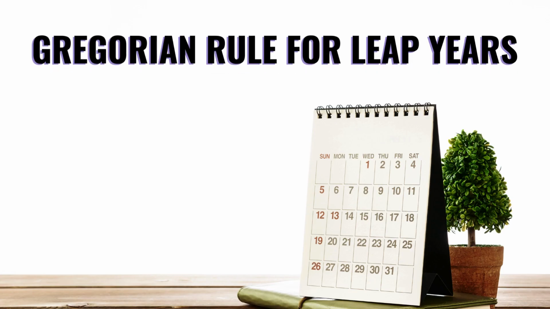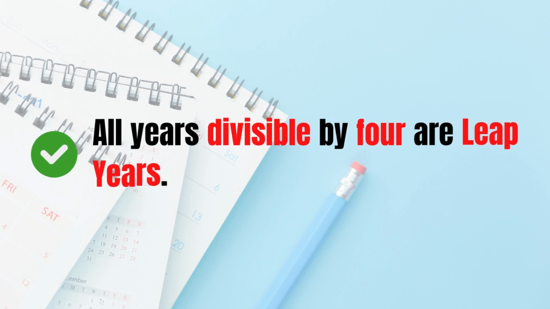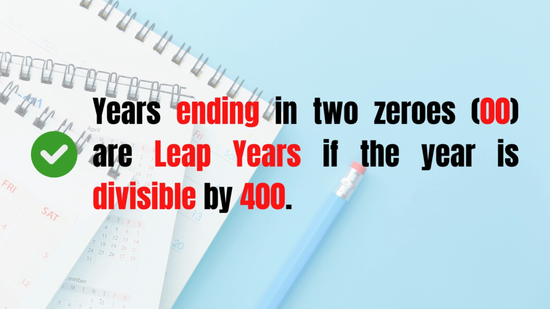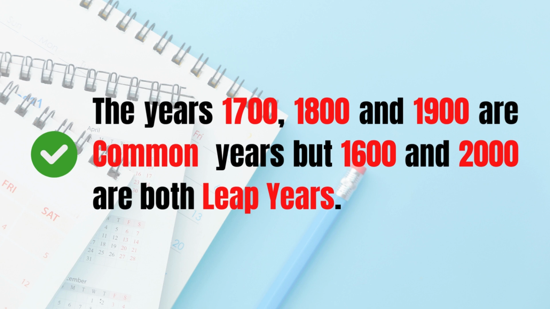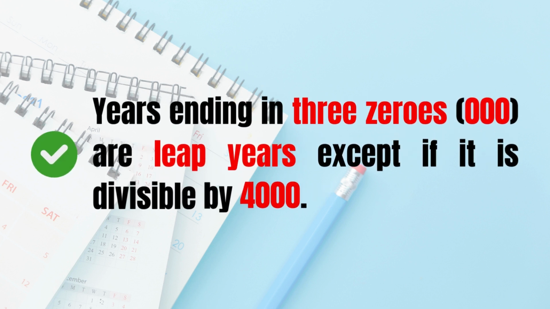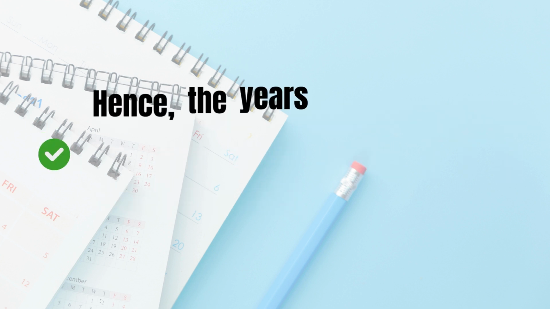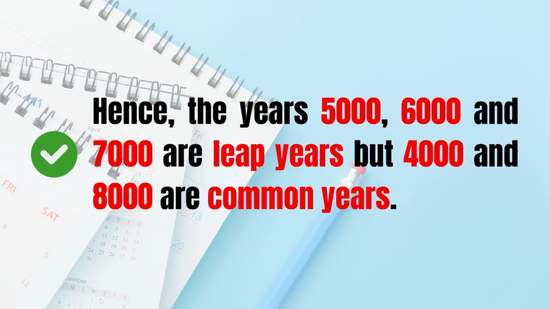Gregorian rule for leap years. All years divisible by 4 are leap years. Years ending in 2 zeros are leap years if the year is divisible by 400. The years 1700, 1800 and 1900 are common years, but 1600 and 2000 are both leap years. Years ending in 3 zeros are leap years except if it is divisible by 4000. Hence, the years 5000, 6000 and 7000 are leap years, but 4000 and 8000 are common years.